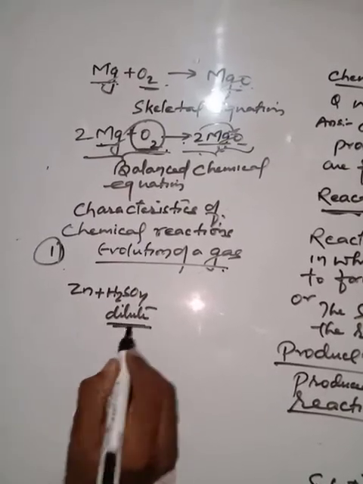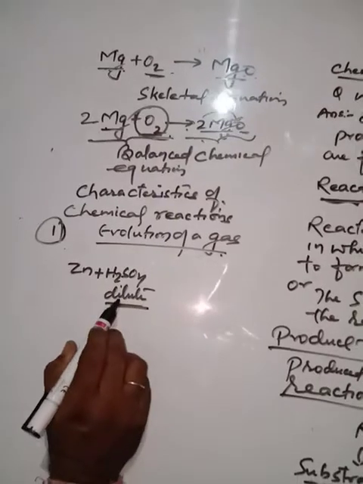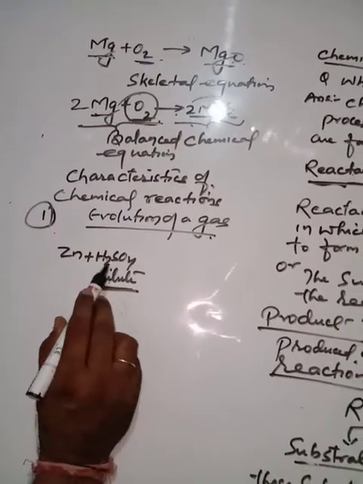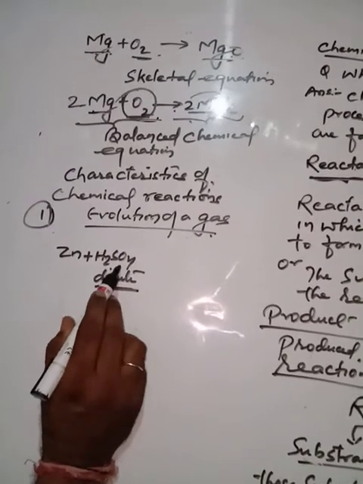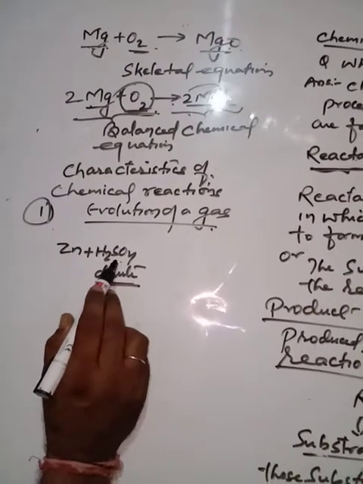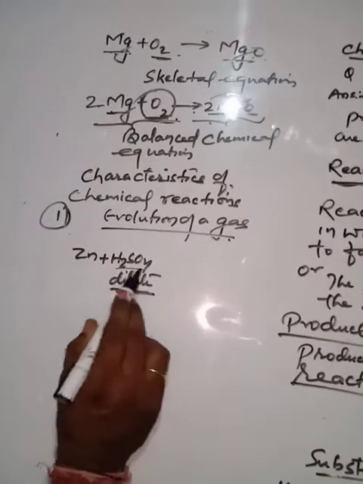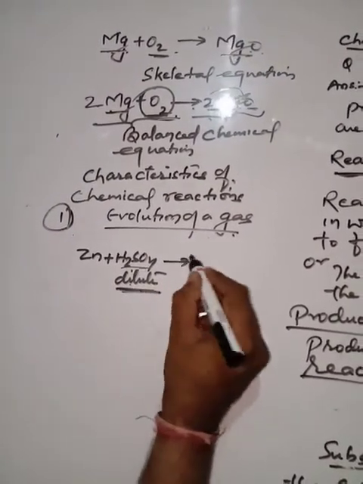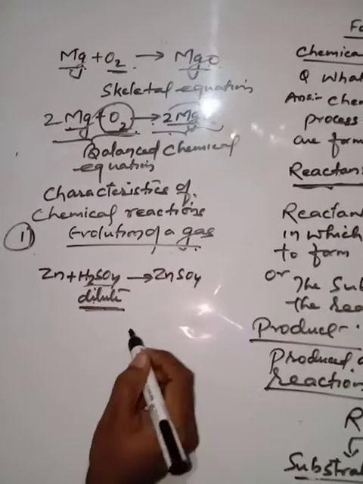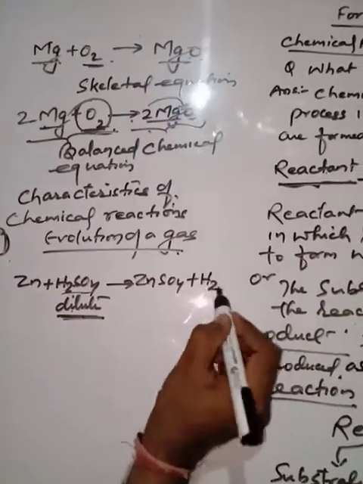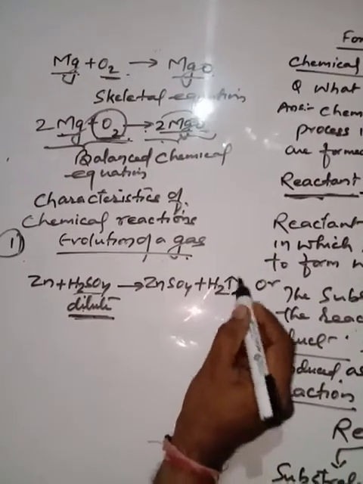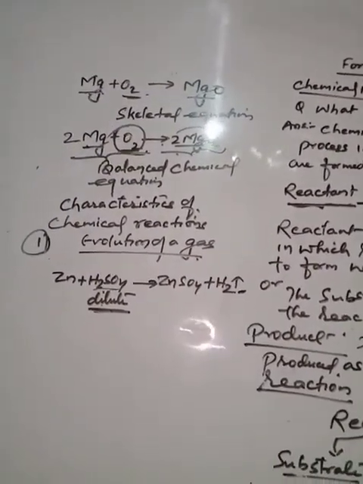In this example, consider zinc in the presence of dilute H2SO4. Two types of conditions take place: one is dilute, the other is concentrated. If the content of sulfuric acid is more, it is called concentrated, and if the number of water molecules increases, it is considered dilute. Now this reaction takes place to form the product ZnSO4, in which hydrogen gas is emitted. For this arrow we'll talk later on.